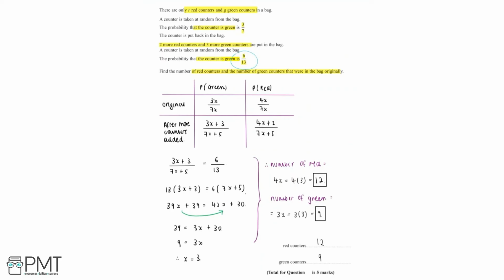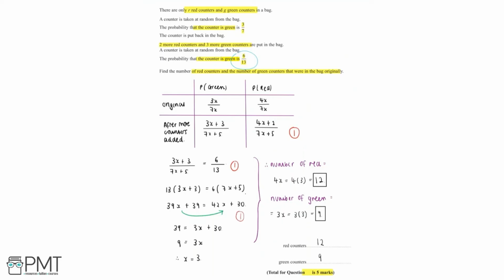Now this question is worth 5 marks. We get the first mark for identifying that the number of green counters after more counters are added is equal to 3x plus 3 over 7x plus 5, and for identifying that the number of red counters after more counters are added is equal to 4x plus 2 over 7x plus 5. We get the second mark for saying that 3x plus 3 over 7x plus 5 is equal to 6 over 13. Then we get the third mark for cross multiplying and for finding that 39x plus 39 is equal to 42x plus 30.